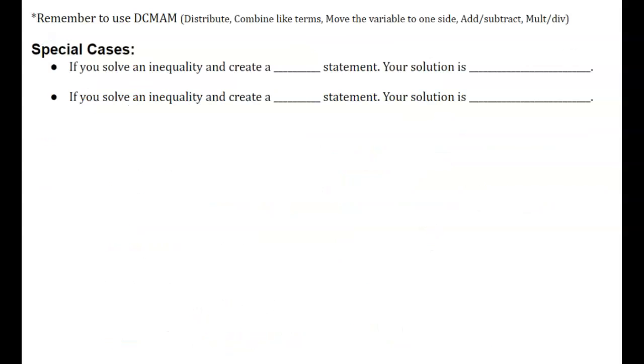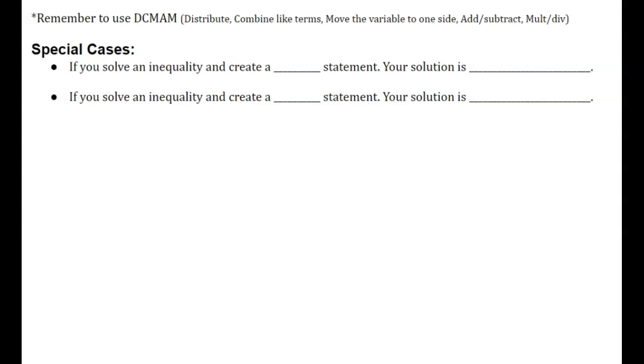Remember to use our acronym DCMAM. D means we first distribute, then we combine like terms, we move the variable to one side, and we add or subtract, or we multiply or divide. That's the order we used when we solved multi-step equations. It's going to work the same way with inequalities.